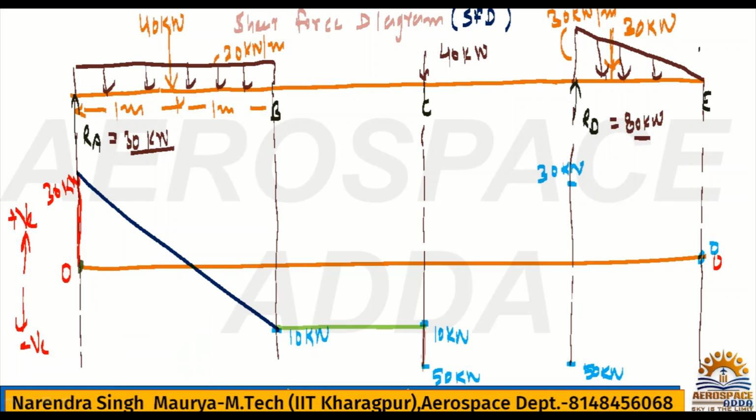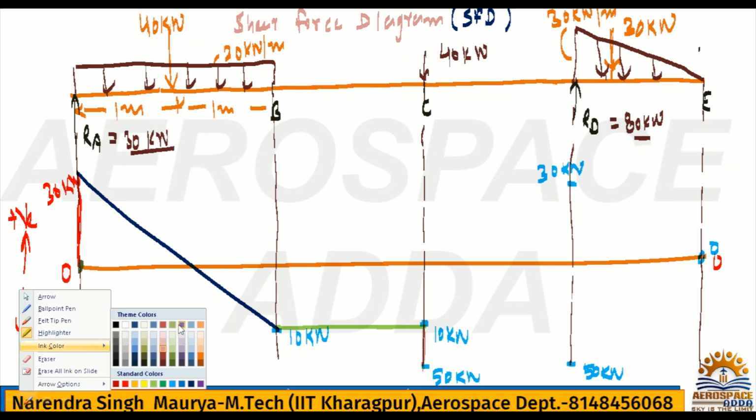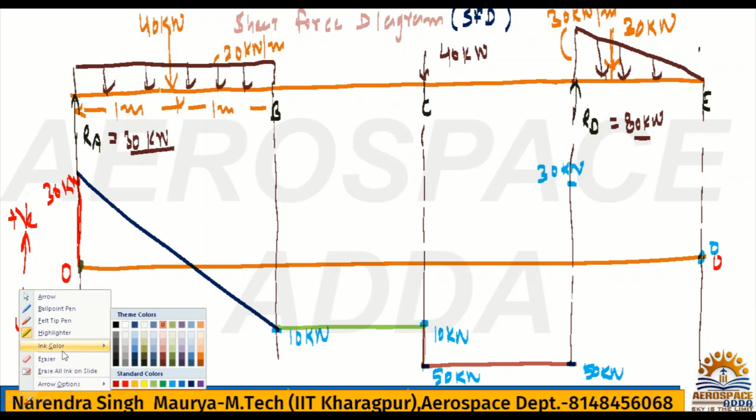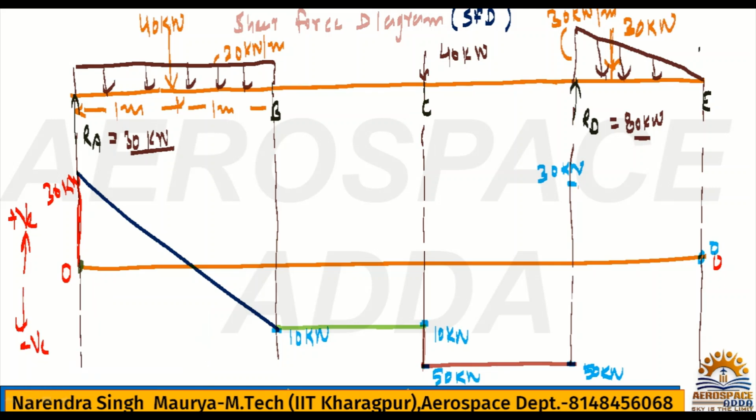Now you check C and D, in between there is no force. If there is no force between C and D, then you have to draw a horizontal line, something like this. And check just before point D it was 50 kilonewton negative, and just after D it becomes 30 positive. So we can show this line.